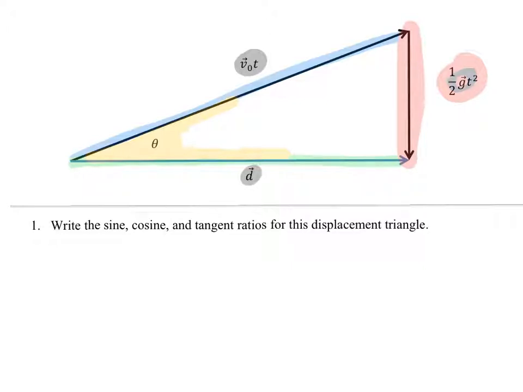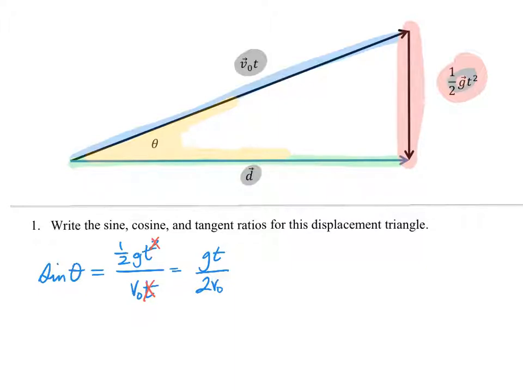So if we were to say do the sine of theta, that would be opposite over hypotenuse, and the opposite is 1/2 gt squared. The hypotenuse is v naught t, and that should simplify down to, since one of those t's will kill that t, I could write this as gt over 2 v naught if I wanted to. That would be about as simple as I can make the sine.